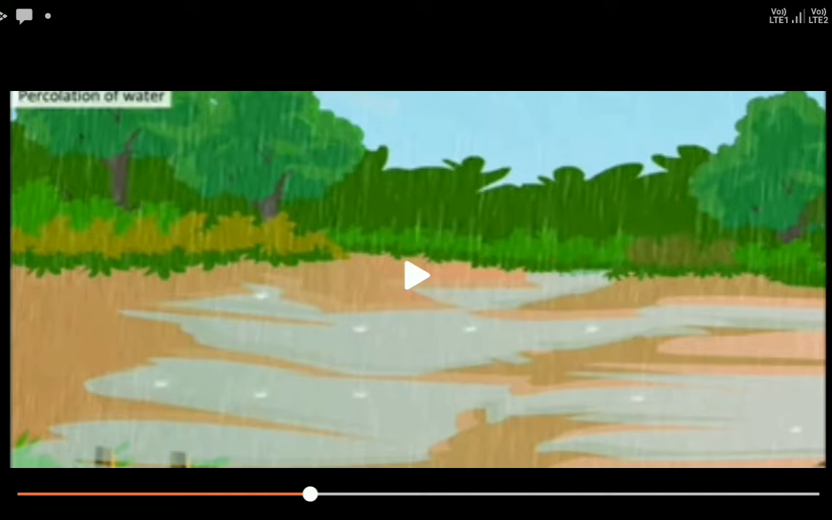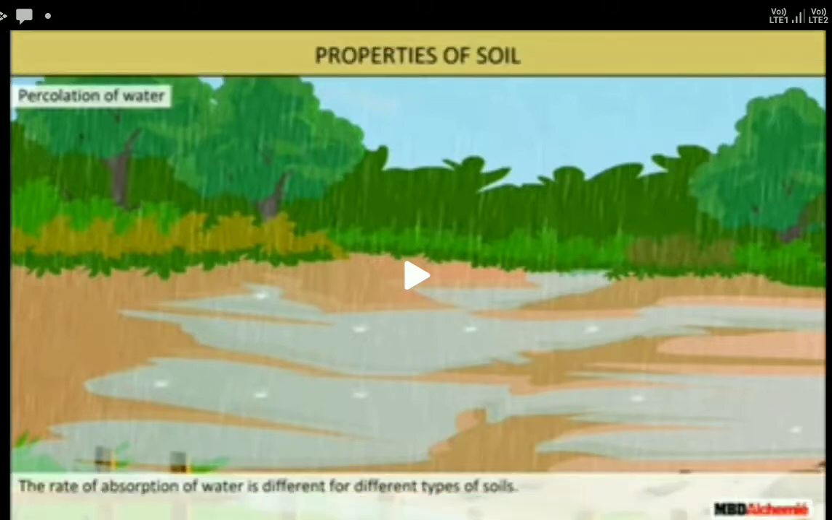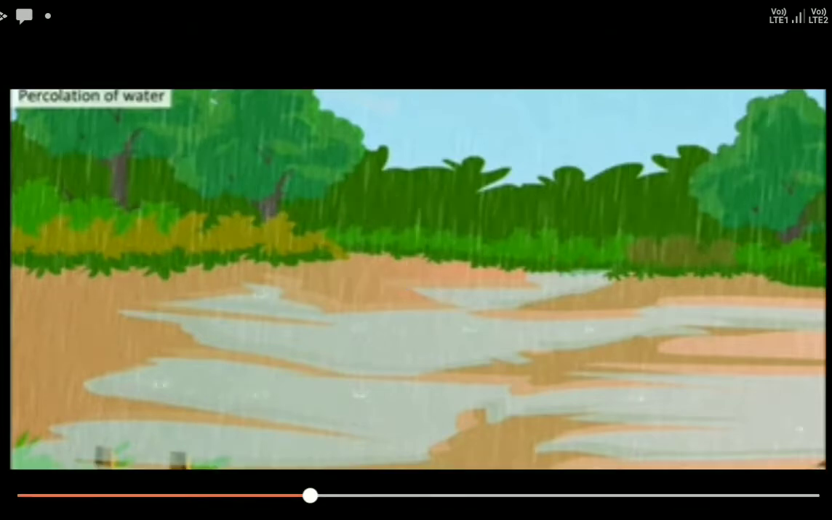That is what we see when it rains, or if you put water onto the garden or onto the ground for wetting, whatever water we put on it gets absorbed or percolated inside. So for this, what do we have to do? We have to do an activity. What activity are we doing? We will see.